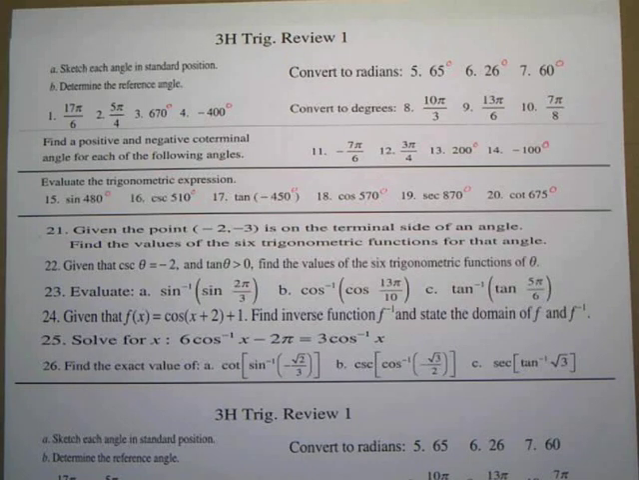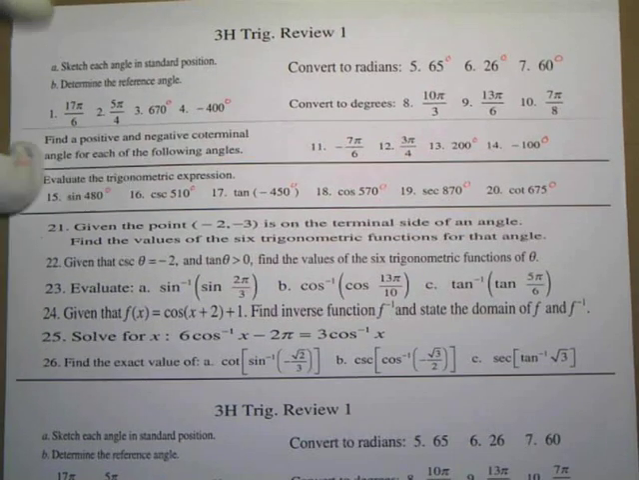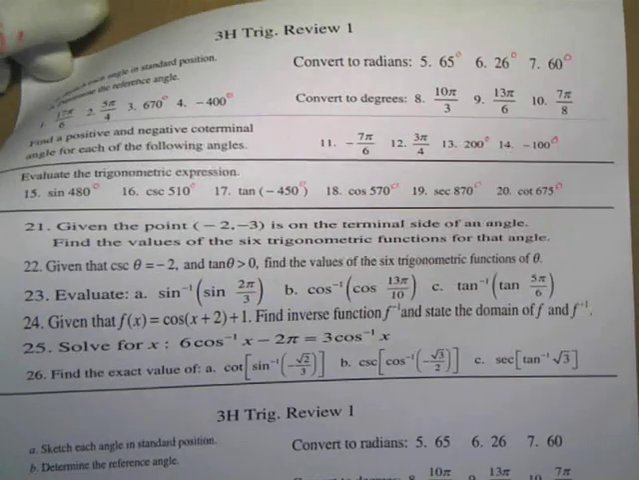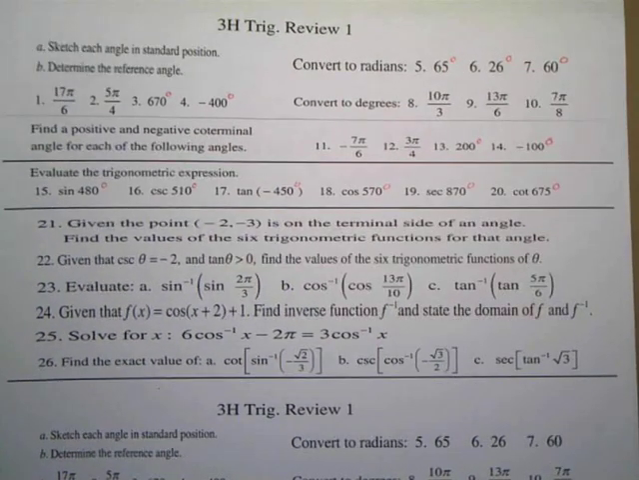Okay, some more of the trig review, and this is number 21. Given the point (-2, -3) is on the terminal side of an angle, find the values of the 6 trigonometric functions for that angle. You could have any point, but once you have the point, this will pretty much give you the quadrant that you're in. So we'll plot that point and build ourselves a triangle.